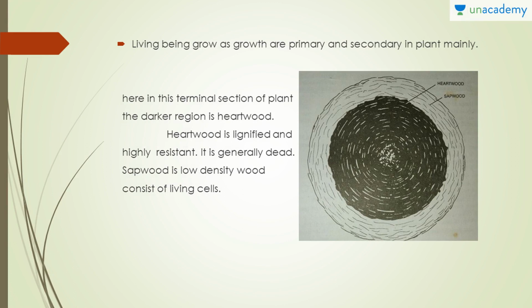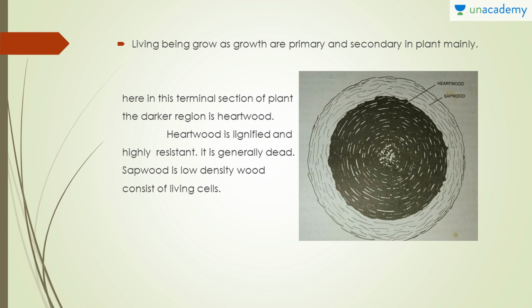Now, living beings grow, and growth is primary and secondary in plants mainly. You can say living beings can grow. In plants, you can see that there is no fixed lifespan for growth, as in humans and other organisms. There is a fixed age of growth, but plants always grow.